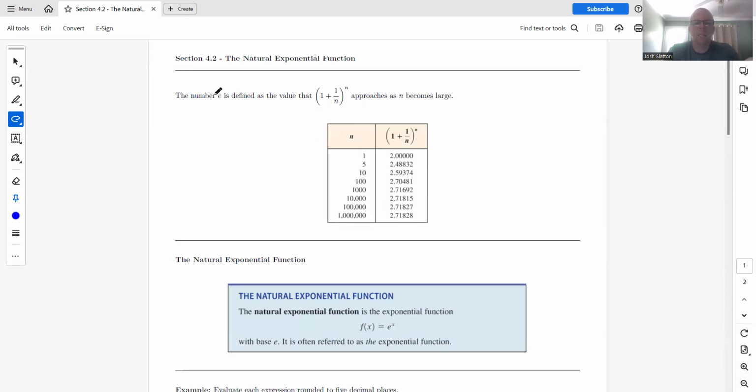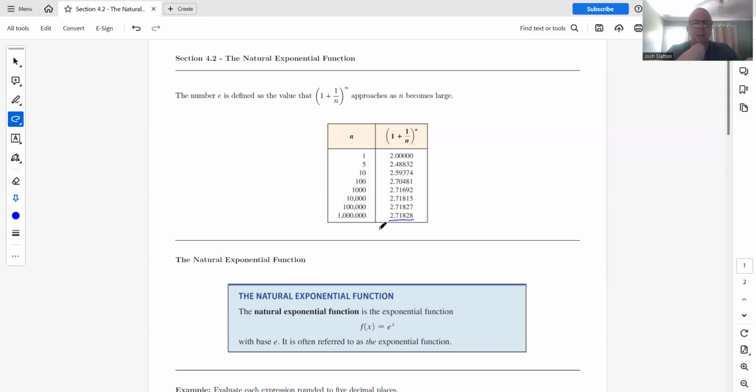But basically, this number e, you can think of it kind of like pi. It's an irrational number. And so this is defined as the value 1 plus 1 over n raised to the n as n becomes very large. And so if you plug in values of n, you can see when n is 1, this value is 2. Then when n is 5, it's 2.48832. And we can go on, and so on. You can see it kind of converges to this number here. This is a good approximation to 5 digits.